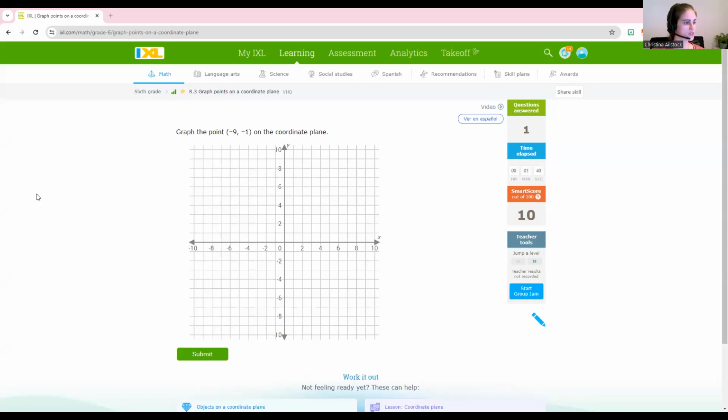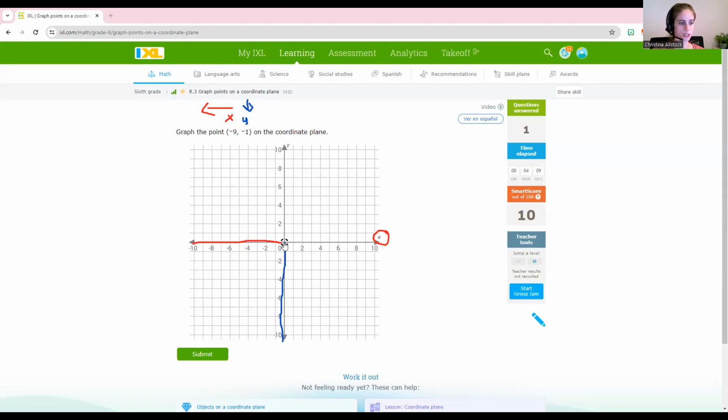All right, let's look at our next one here. So I'm going to identify which value is which. So my first number is my x. That -9 means on the x, I'm going to go left because that's where my negative numbers are on the x-axis. And then our second number is our y value. That's a -1, which means I'm going to go down on the y-axis.